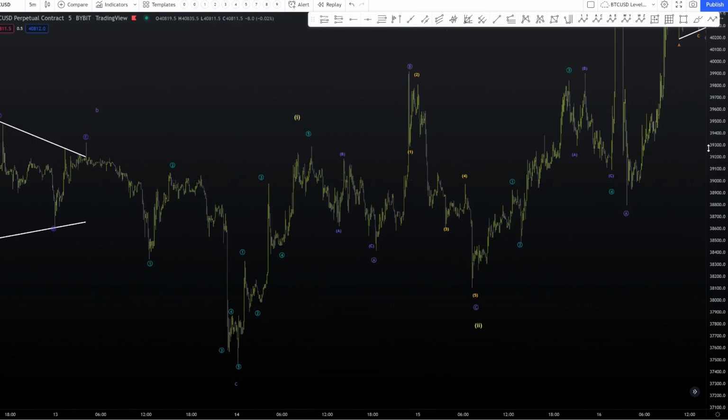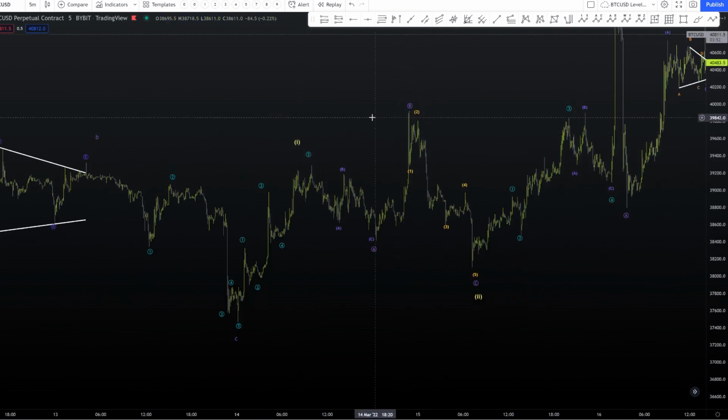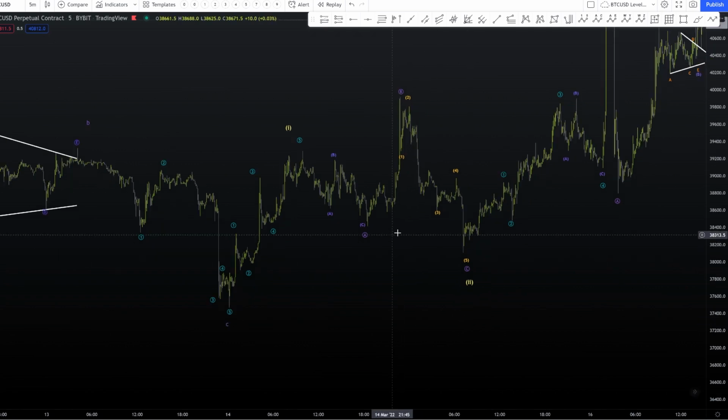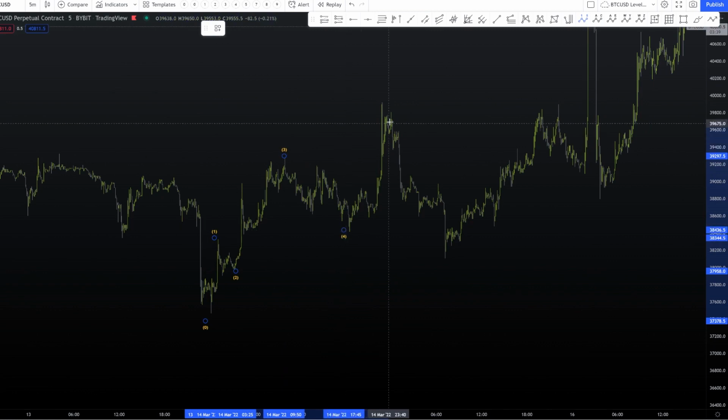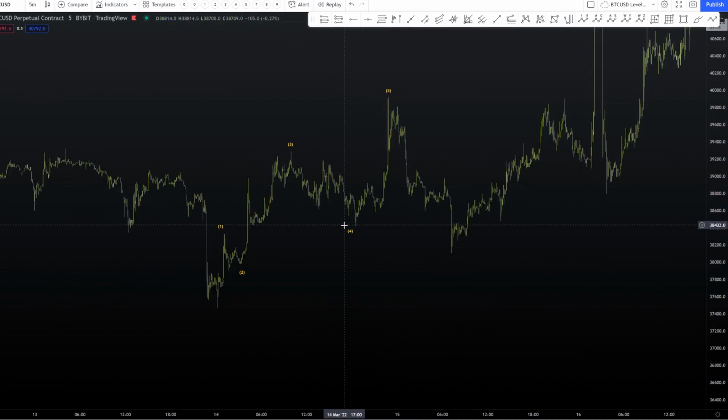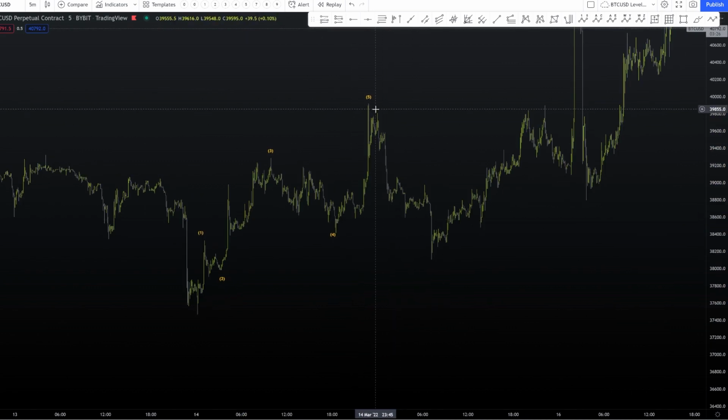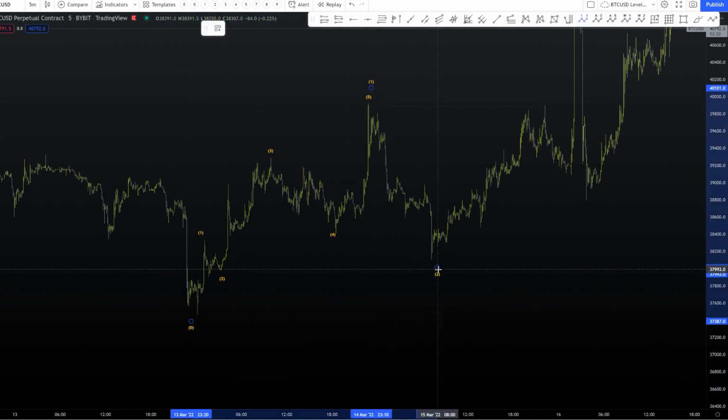Now the alternative that I was going to mention to you guys, instead of calling this an expanded flat for A, B, C, we could also say this is all putting in that wave 1 right here, where this would instead be something along the lines of a 1, 2, 3, 4, 5. The only problem with this count is you don't get very much symmetry between the wave 4 and the wave 2. The wave 4 comes in the form of a zigzag for an A, B, C. Not very common for wave 4. And also the wave 2 off these highs, if this were to be a 1, 2, does not really give us a nice corrective structure.